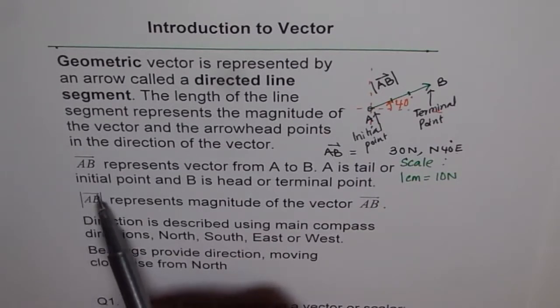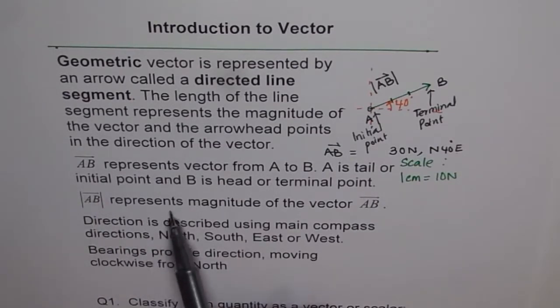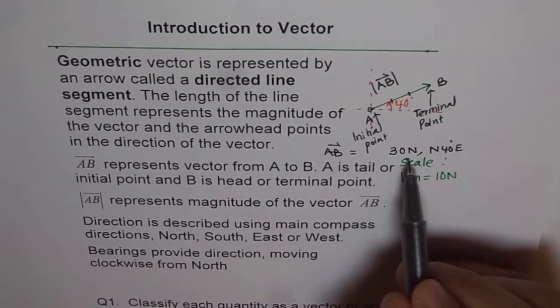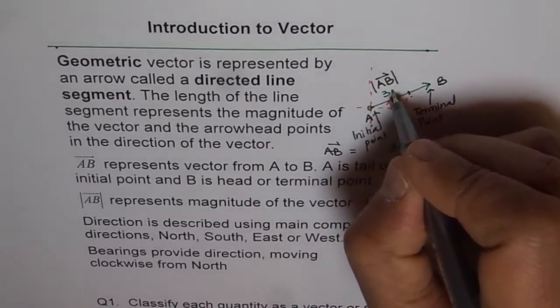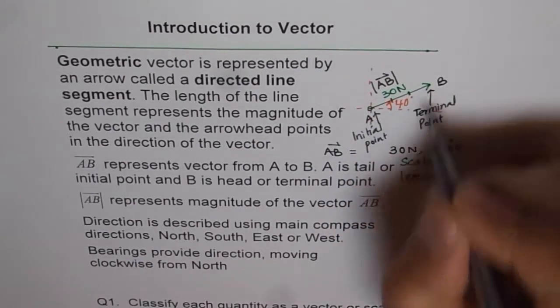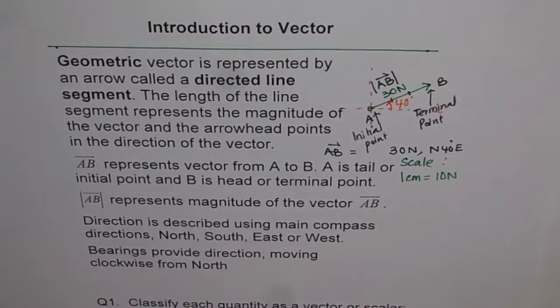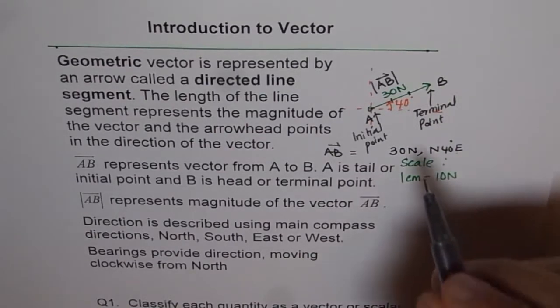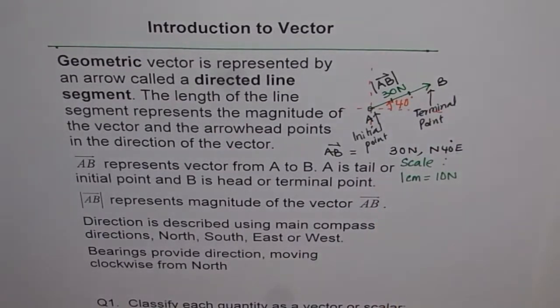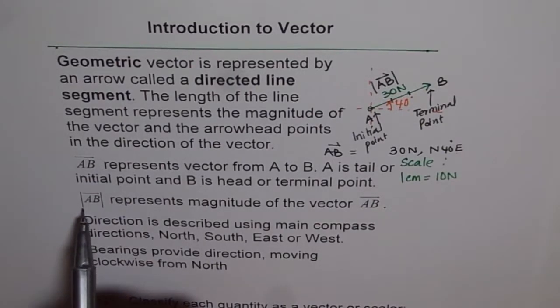Now when you write these bars with AB, it represents the magnitude of the vector AB. So this is the vector, and the magnitude of this vector is 30 newtons. So I can write here 30 newtons. And the length represents the magnitude, right? So we're saying every centimeter here is 10 newtons. So 3 centimeters represents 30 newtons, correct? So that's how the length of a directed line segment indicates the magnitude of the vector, and we write it like this symbolically.